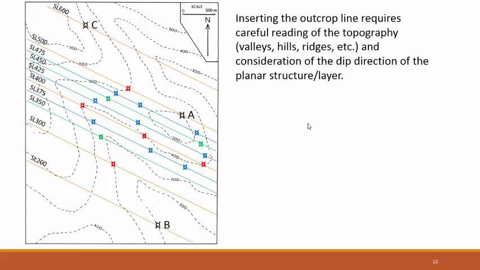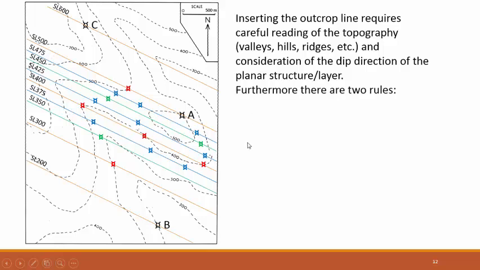This is a bit of a tricky section. It requires that you actually understand the topography of the area, which requires careful reading of the topography. You need to know where valleys, hills, ridges, and so on are. And you need to consider the dip direction and the dip angle of the planar structure or layer. We know the dip direction obviously is perpendicular to strike towards the lower strike line, so we have something like maybe 220 degrees dip direction. The dip angle you can determine in your own time if you like. It will be a fairly shallow dip angle in this example.